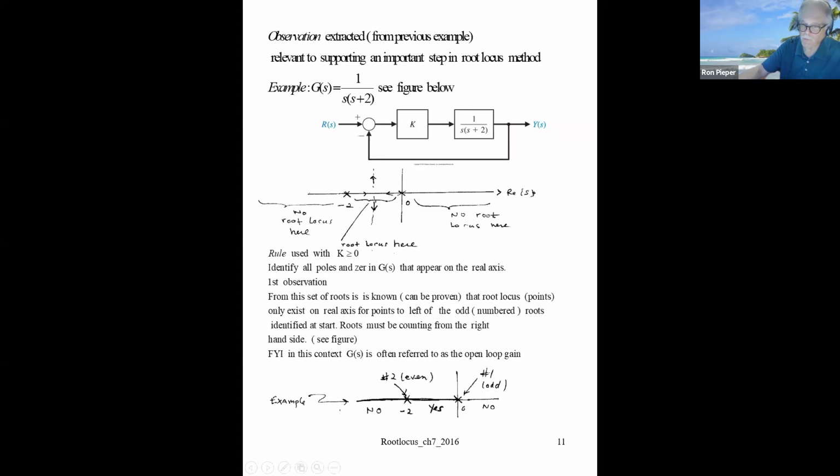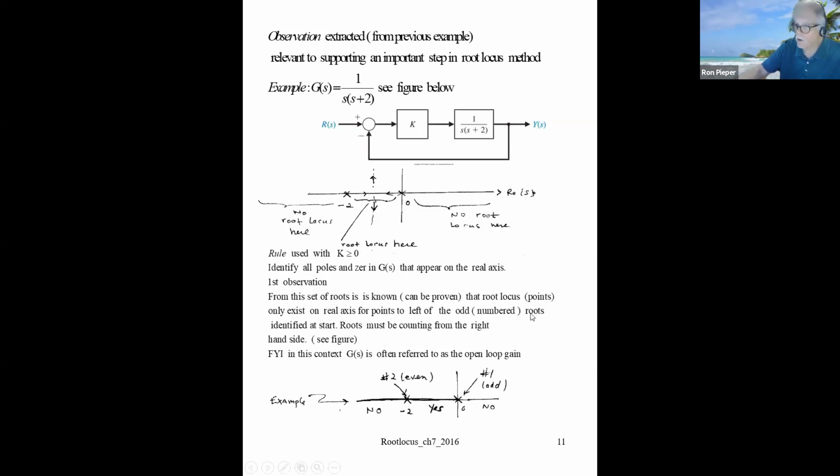So the idea would be that we start numbering from the right going to the left, and that would be number 1 and this would be number 2. And the rule, which is one of the techniques, is that the root locus will exist for that part of the real axis to the left. That's important: to the left of the odd numbered root. We'll see that's really the more correct way to put it, even though we know they're also the poles of the characteristic equation.